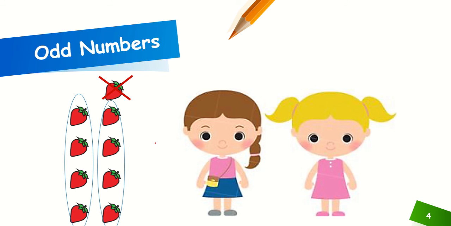Focus with me. The new word is odd. Odd. So number 9 is an odd number. Let's look at the third example here.